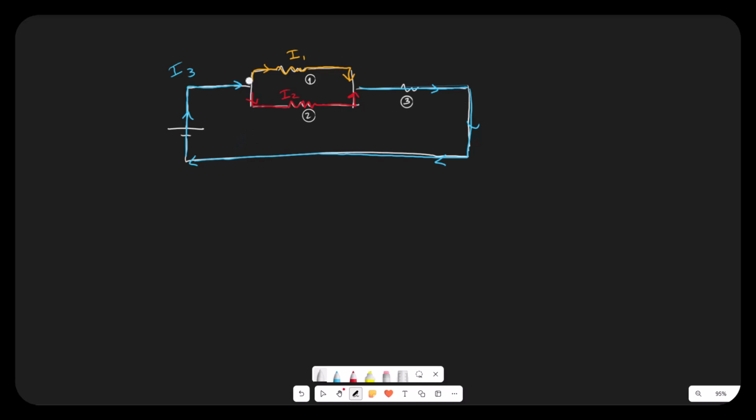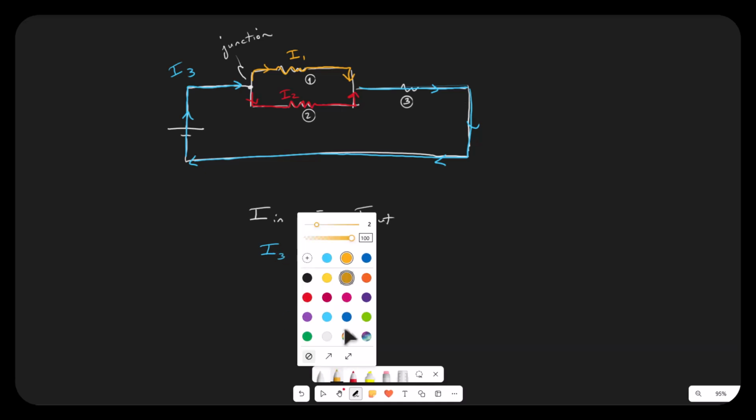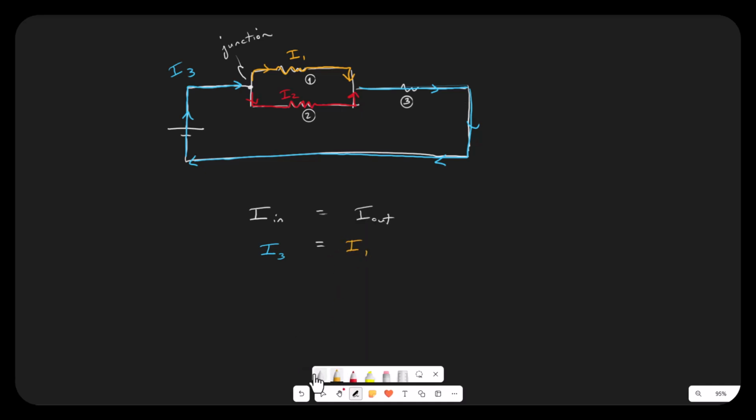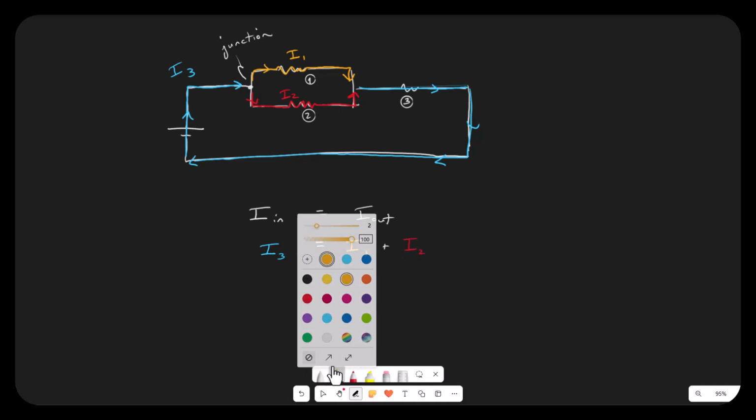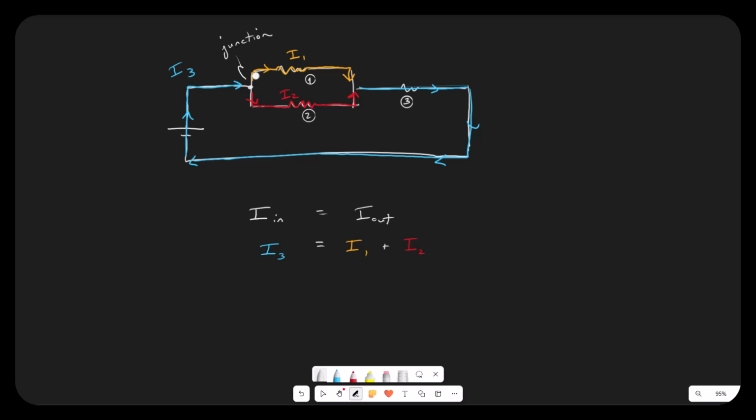The first of the rules says that at a junction, like this one, all the current that goes into the junction, I3 is going into the junction, so what we want is that all the current going in is equal to all the current coming out. The only current going into this junction is I3. The current coming out, we're going to have I1 and we're going to have I2. So that would be my junction rule equation at that location.